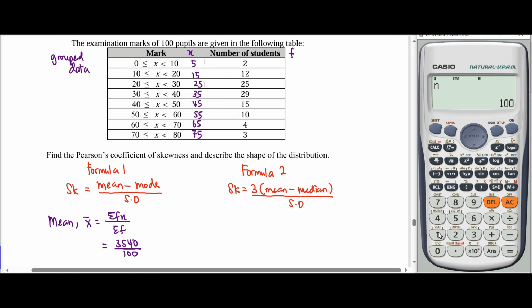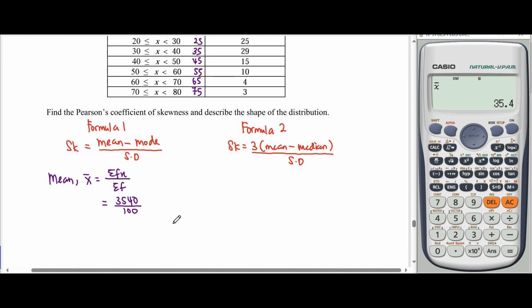Then continue. You find the option, statistic option, number 4, and I can directly get the mean too. So option number 2, I can find out what your mean is, which is 35.4. Besides the mean, we need our standard deviation also.